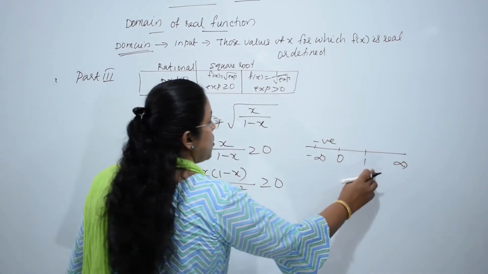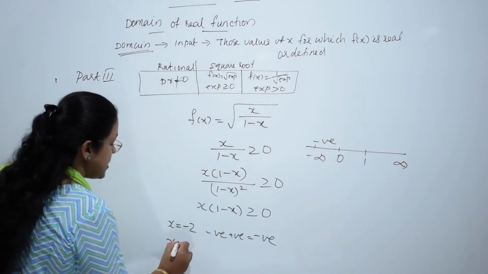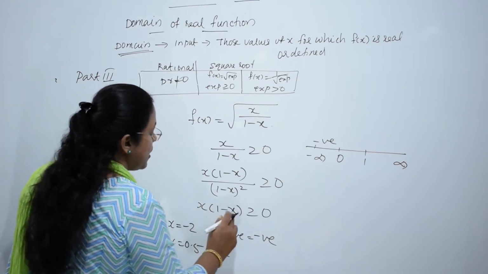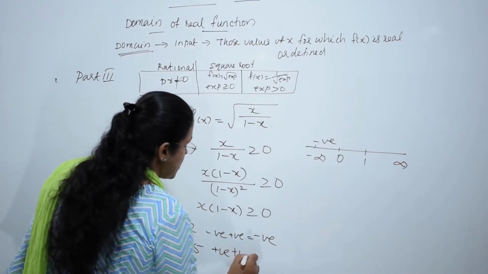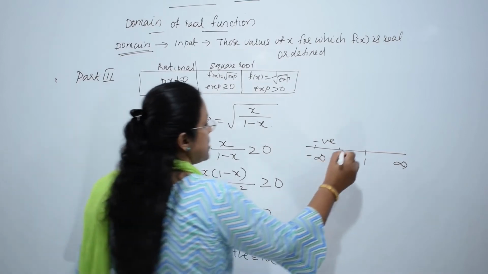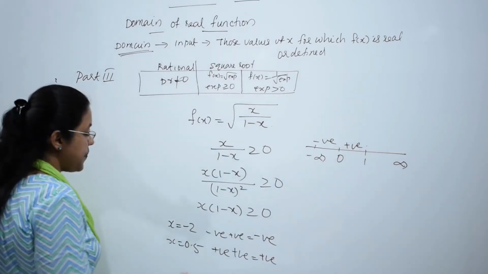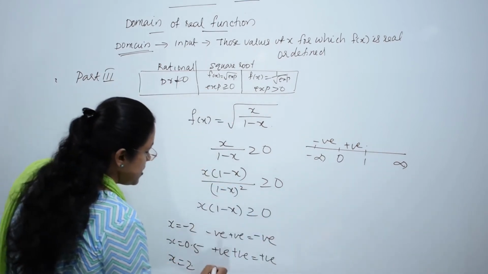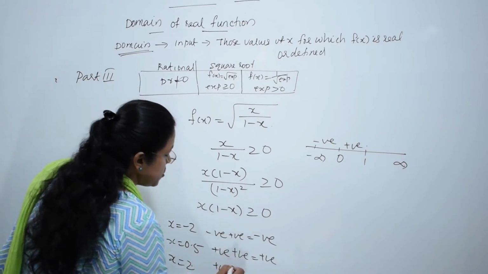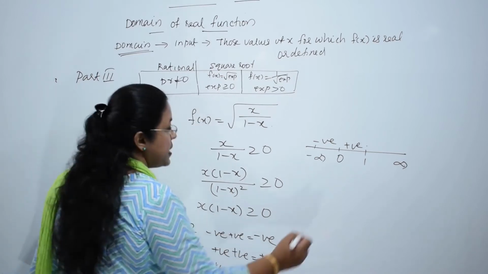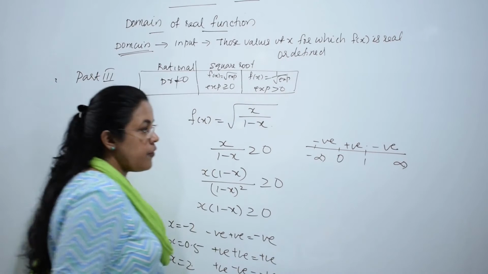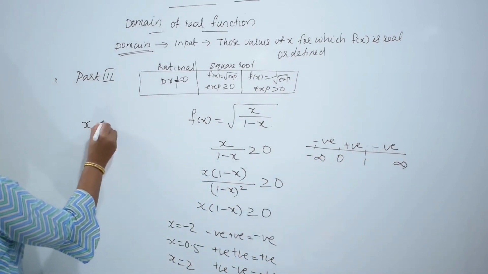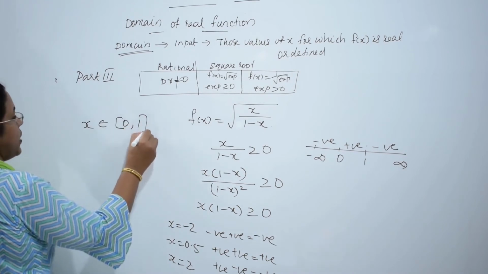Now, between 0 and 1, take x as 0.5. x is 0.5 which is positive, and 1 minus 0.5 is again positive, so it is a positive quantity. f of x is positive here. If we take x as 2, x is positive, 1 minus 2 is negative, so altogether it is negative. So f of x is positive in the region 0 to 1. So x is an element of 0 to 1.